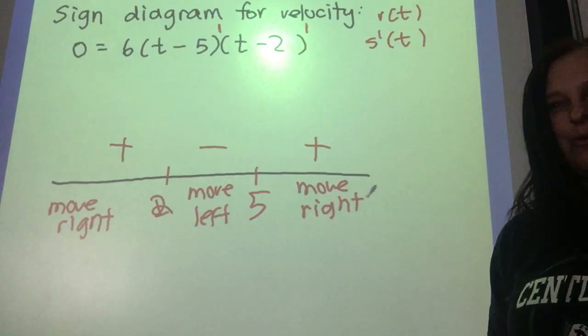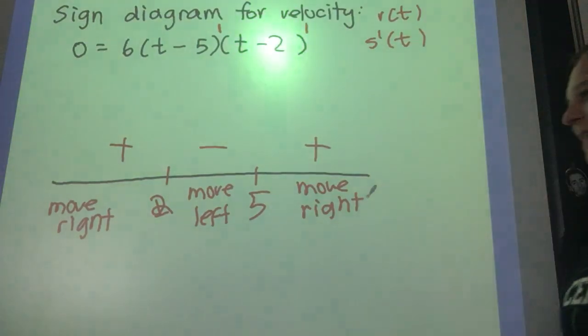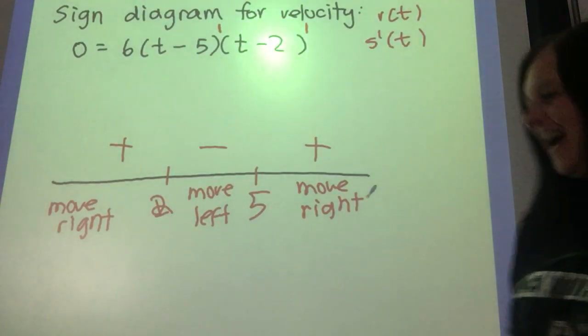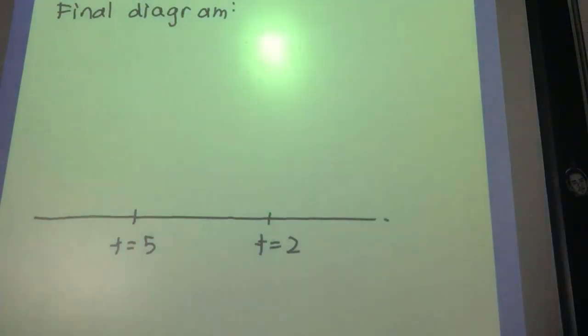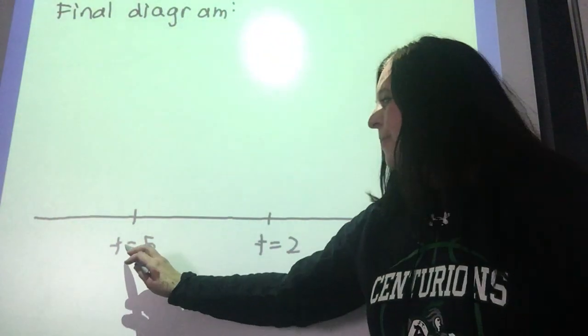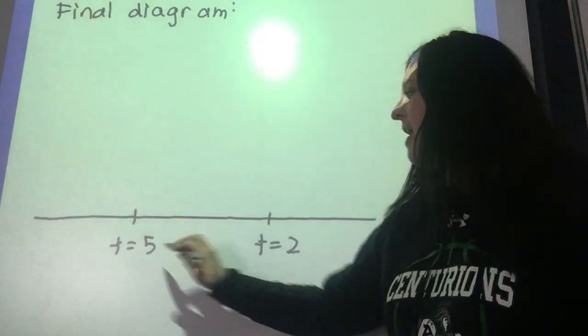Okay, I think we're done all the math part. Now we're ready to put this together in one diagram. I really do find these fun. I find it really fun to solve and then put the pieces together. So we know that there are 2 spots. It stops at 5 and at 2.